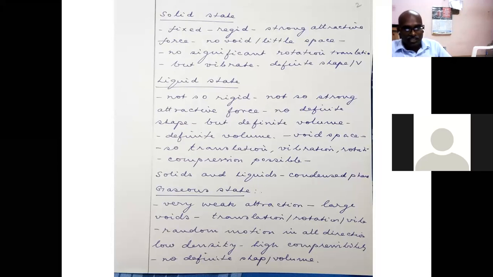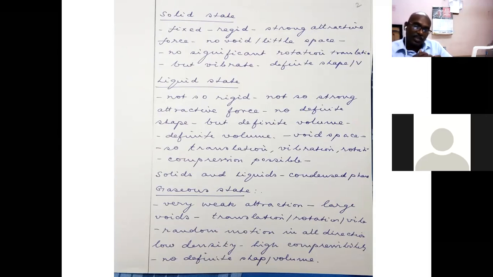Therefore, translational motion is also possible. Vibrational motion is also possible. Rotational motion is also possible. And moreover, compression is possible. Compressing a solid is almost impossible, but a liquid can be compressed. That is why solids and liquids are called condensed phases.